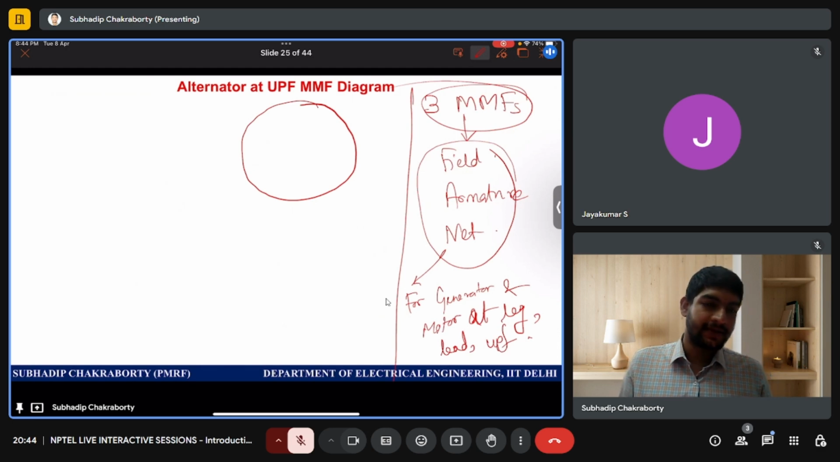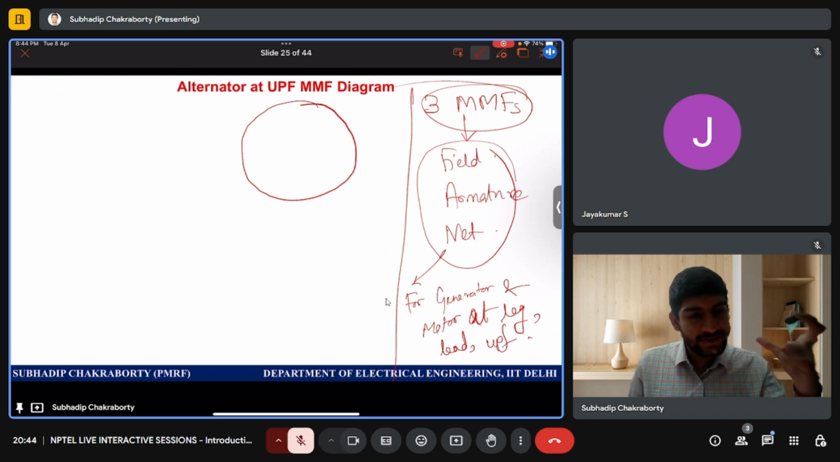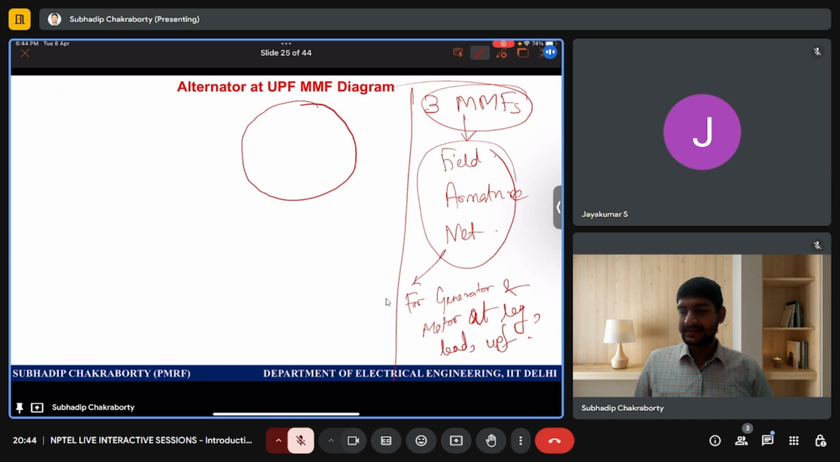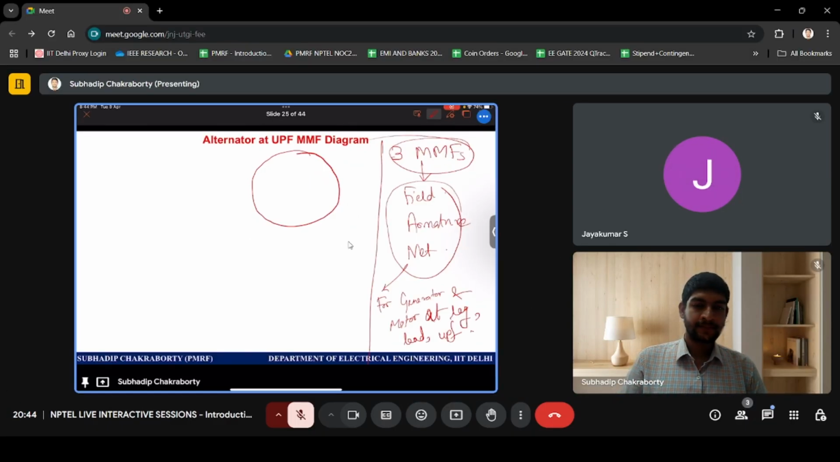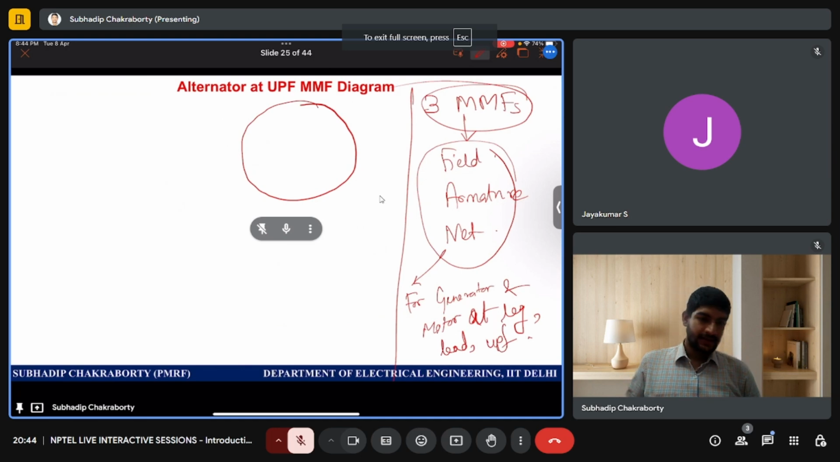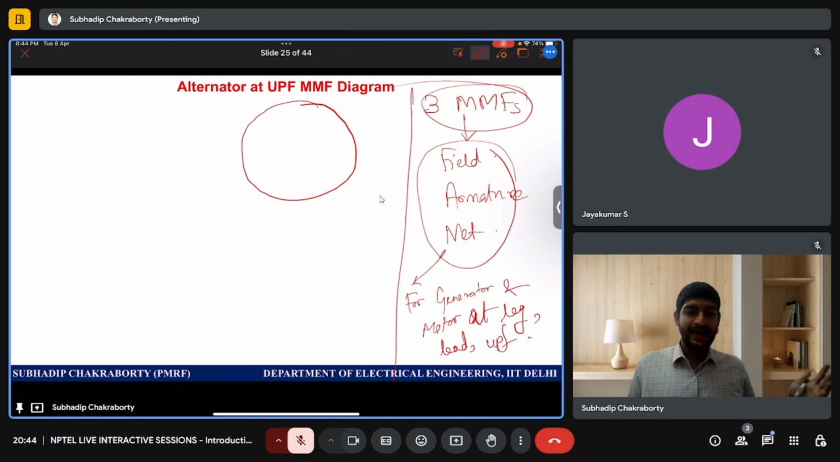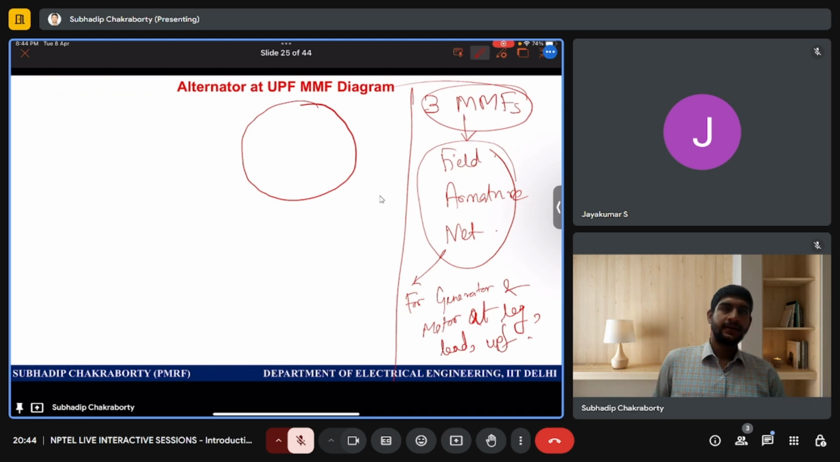Because armature reaction, why is it coming? For the current drawn by the loads. Who decides the current? For an alternator, who is deciding the current magnitude as well as the current angle? Who is deciding that? The load, the connected load. So I want to analyze that for different connected loads, how the behavior is changing for your generator and motor for different loads, lag, lead or UPF. So up to this you are with me, right?